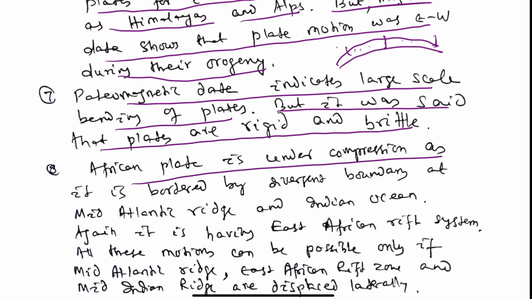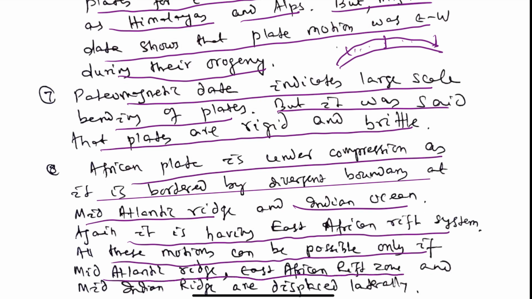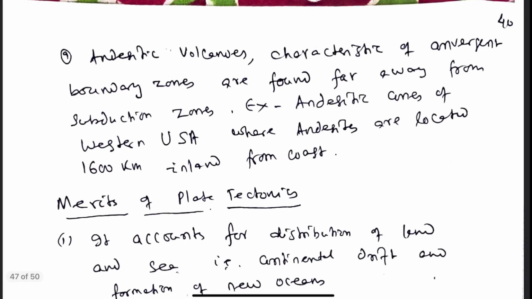The African plate is under compression as it is bordered by divergent boundaries at the mid-Atlantic ridge and Indian Ocean. Again, it has the East African rift system. All these motions can be possible only if the mid-Atlantic ridge, East African rift zone and mid-Indian ridge are displaced laterally. So these are some of the deficiencies.